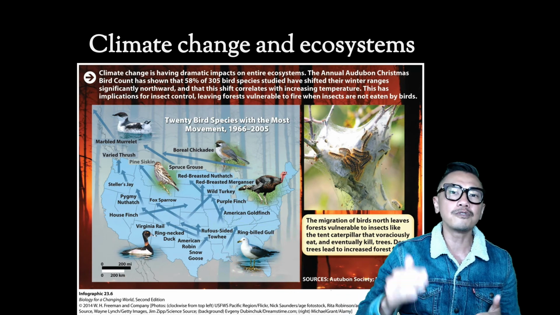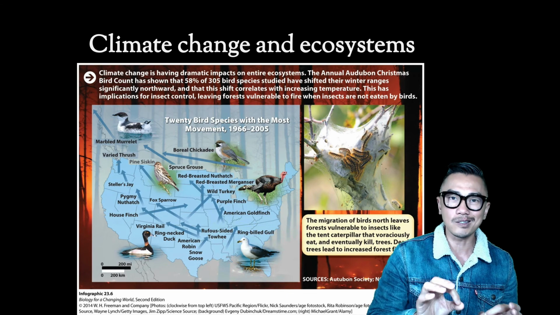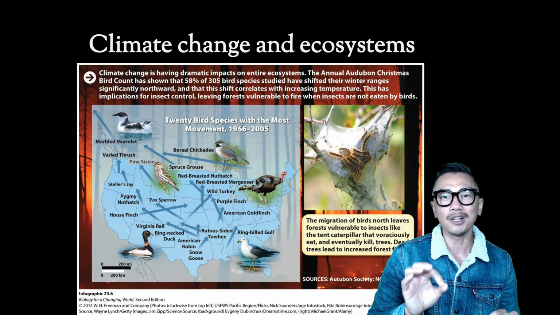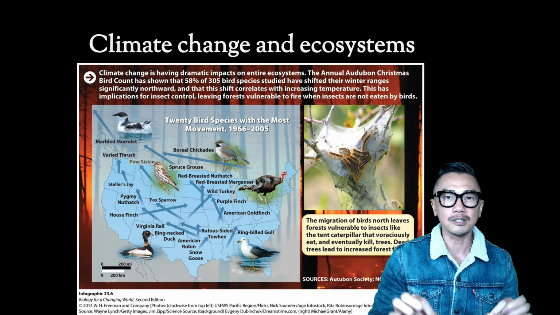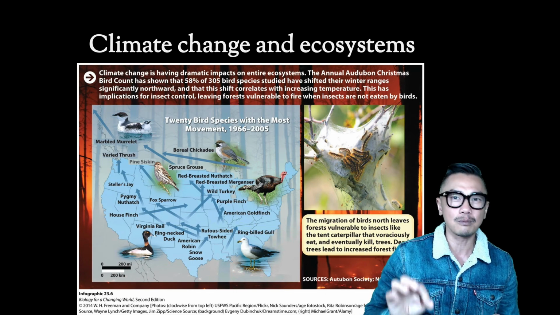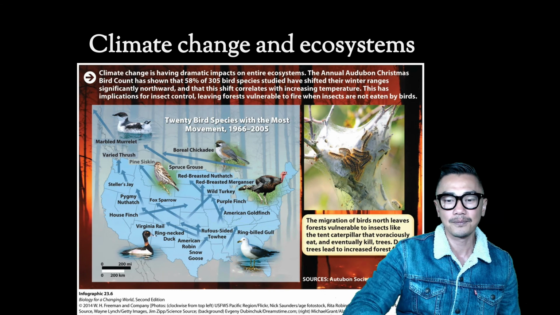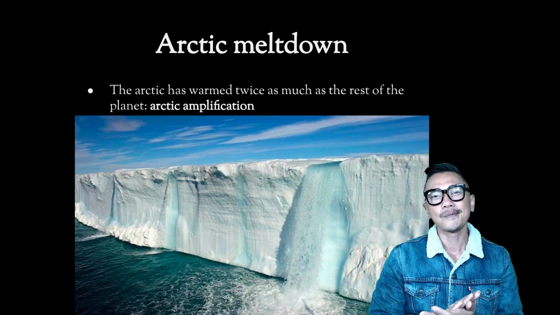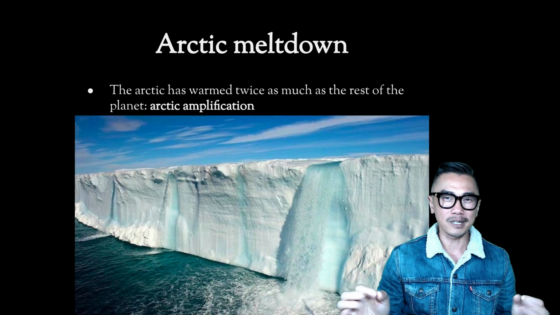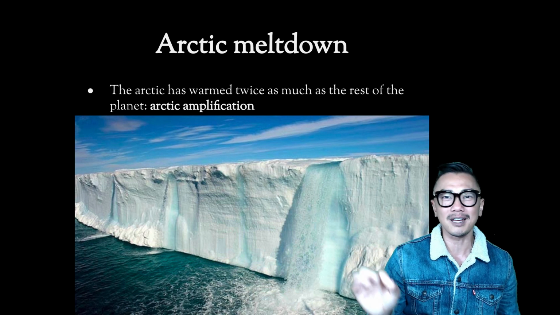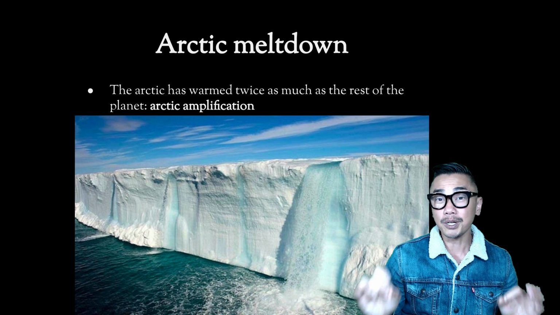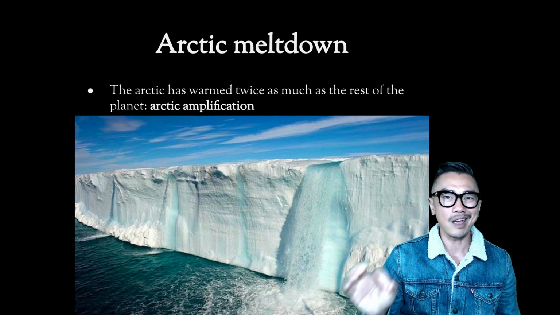When the birds moved away, they left behind insects. These insects were left on their own to eat and kill trees. The dead trees make the forest that they're found in more susceptible to fire. As the result of global warming and climate change, we've seen the Arctic warm at twice the rate as the rest of the planet. We call this phenomenon Arctic amplification.